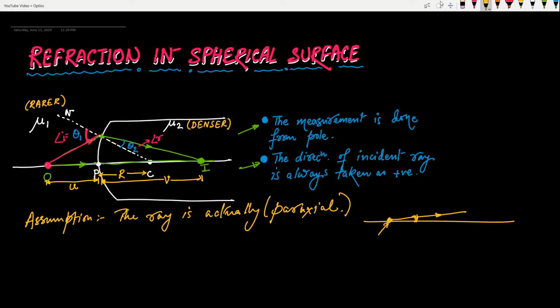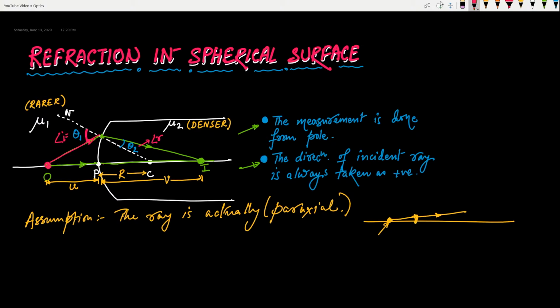Now if the incident ray is paraxial, then we can say that the angle produced here is very small. This is the thing that you need to remember. All the studies that we are doing in this chapter are for paraxial rays and thin lenses. I have mentioned this earlier also.